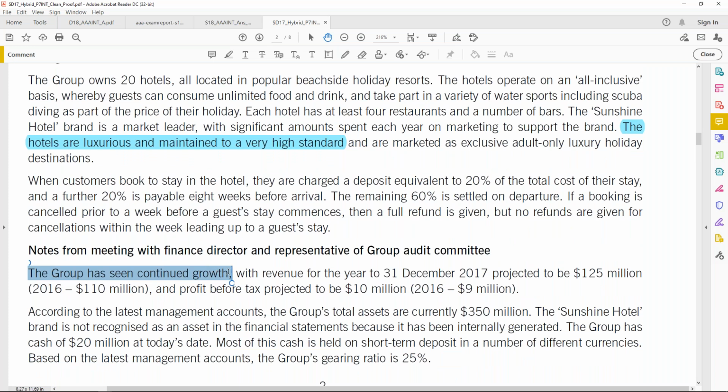has continued growth with revenue for the year projected to be 125 million. Last year, the revenue was 110 million. The profit before tax is projected to be 10 million. Last year, the profit was 9 million. Can you see this line here? Last year, we had a profit of 9. This year, we had a profit of 10. If you can find the profit margin, you use the calculator in the exam, and you find the profit margin.